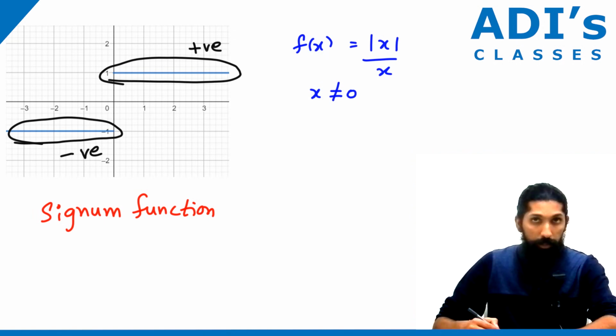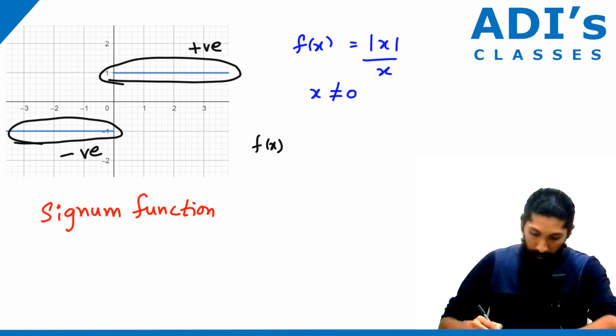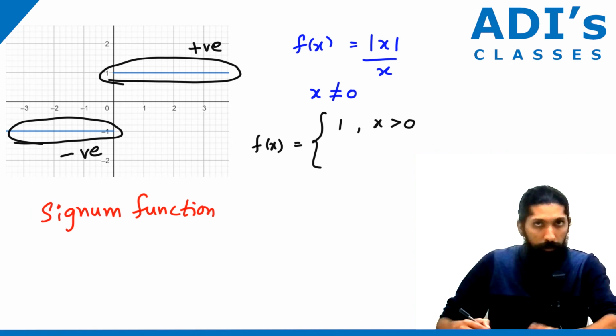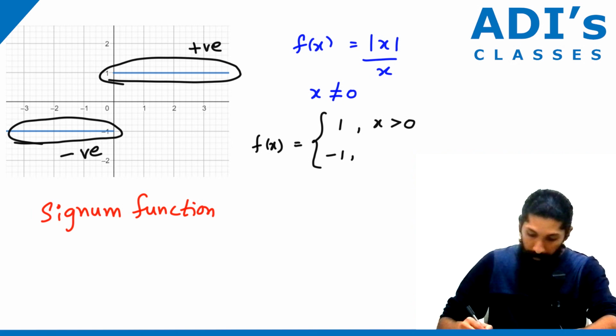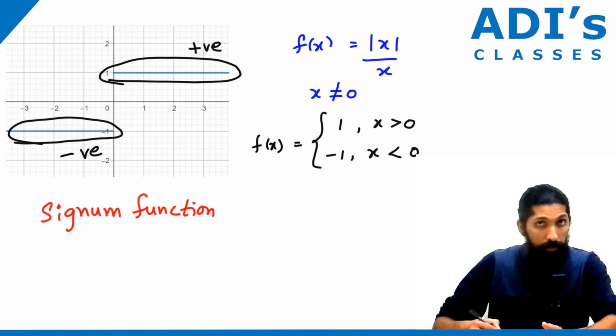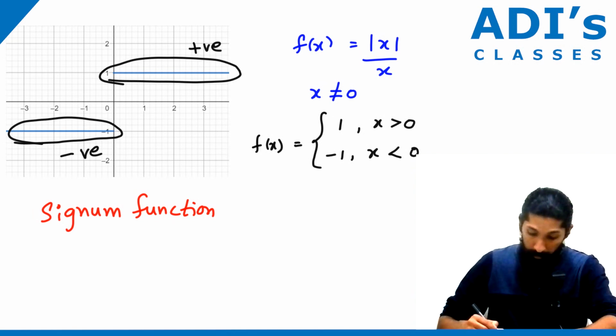That means if you try to find the range, or if you try to write the function here, we write the function as f of x is equal to 1 when x is greater than 0, any positive value, and minus 1 when x is less than 0. Of course, x cannot be equal to 0, isn't it? That's why these are the two values. Fair enough? Now coming to the domain. Domain is set of all real numbers except 0.